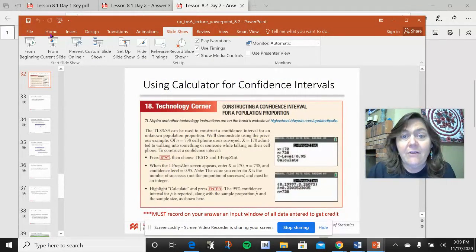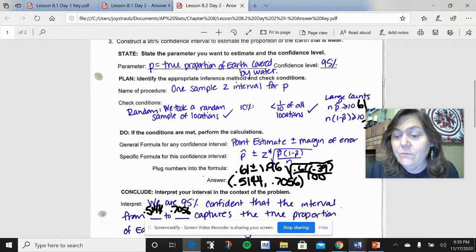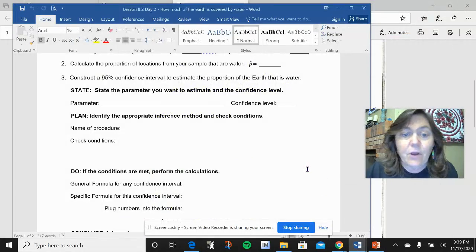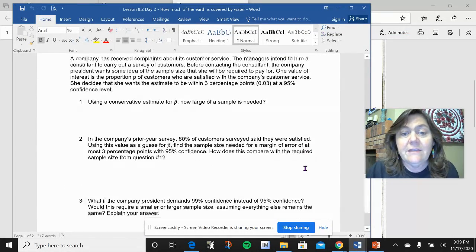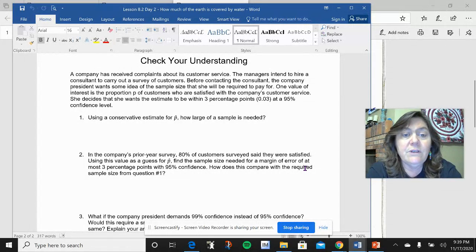So what I want you to do now is to go back to that Earth worksheet. Oops, I didn't want to show you the answers yet, Mrs. Straub. And I want you to go to the second page of Check Your Understanding. So this is the one that we just now took a look at, and I'd like for you to write it out. It's similar. She wants to stay within a 3%. Okay, so remember, you're going to use the conservative estimate and find how large of a sample size is needed. So do the math there to come up with that.